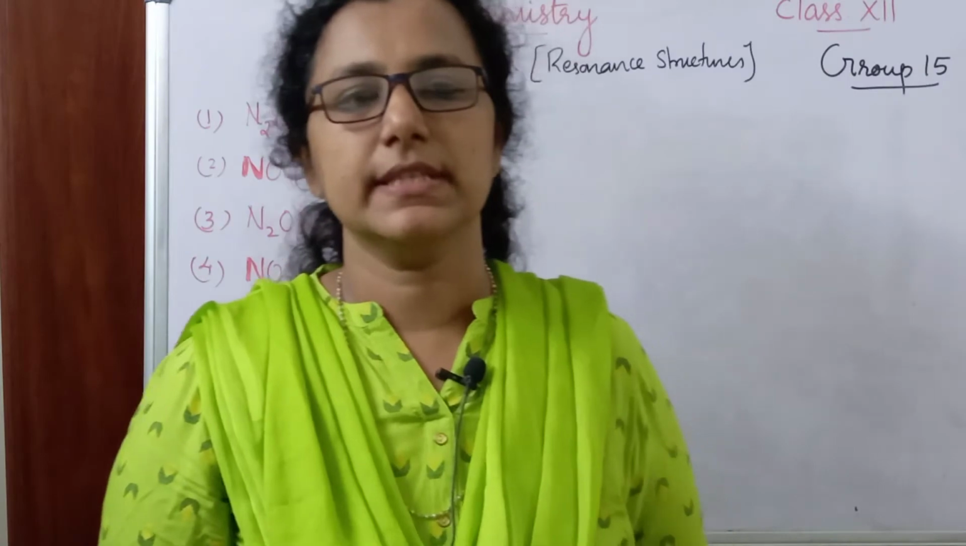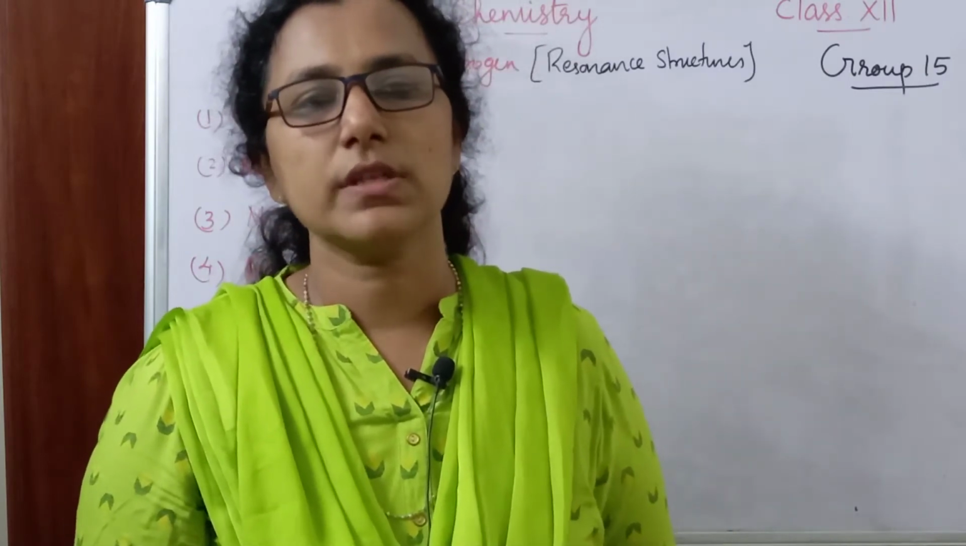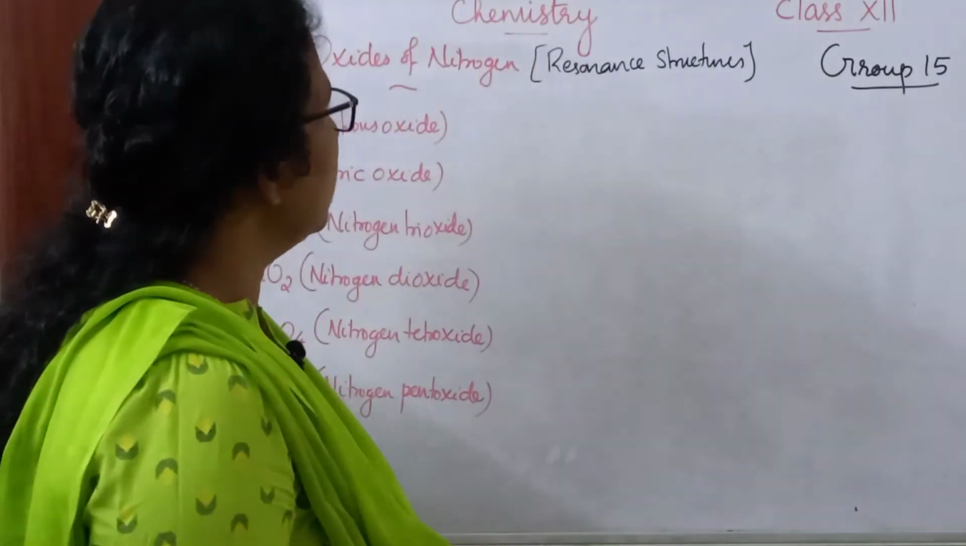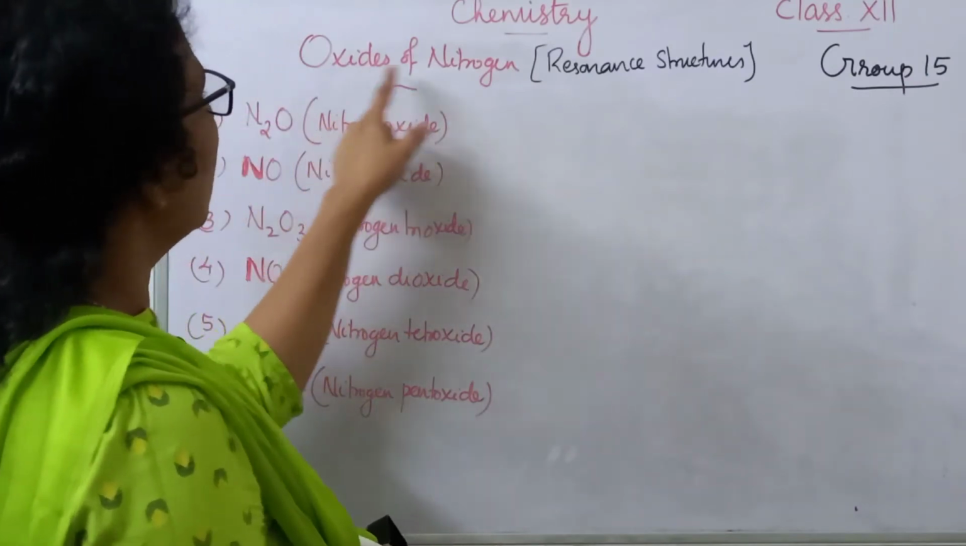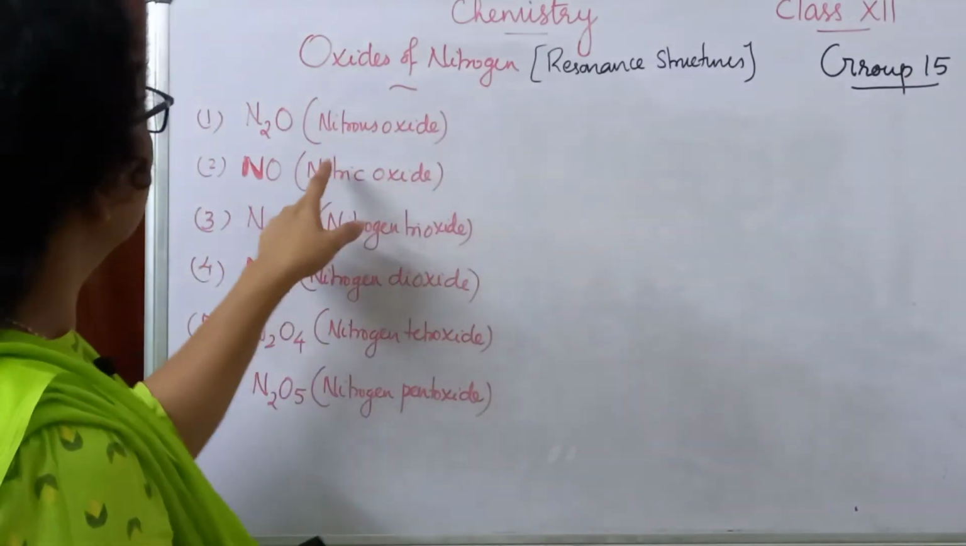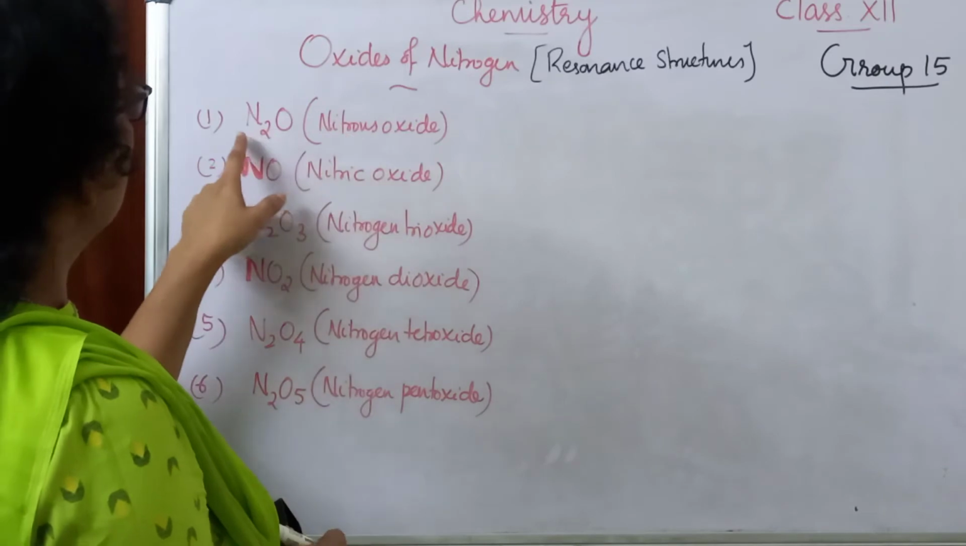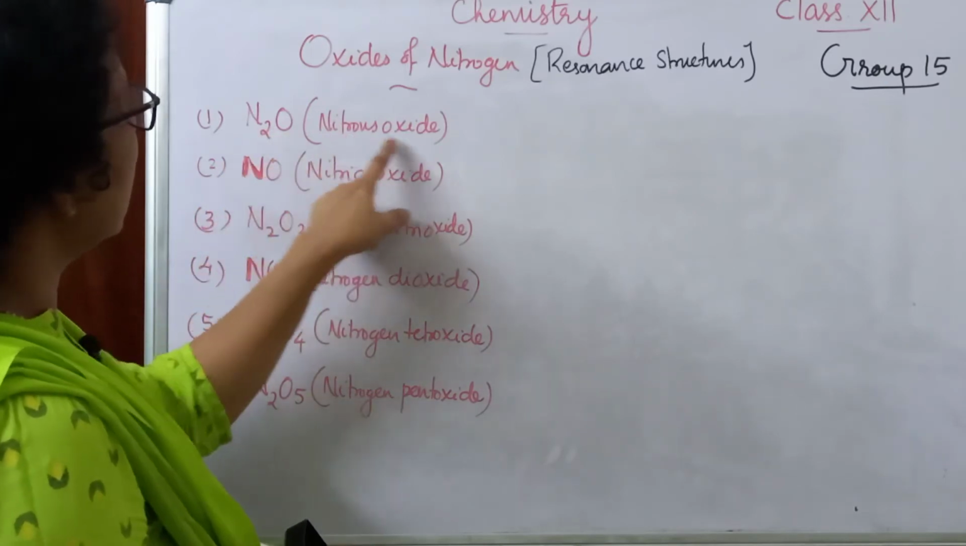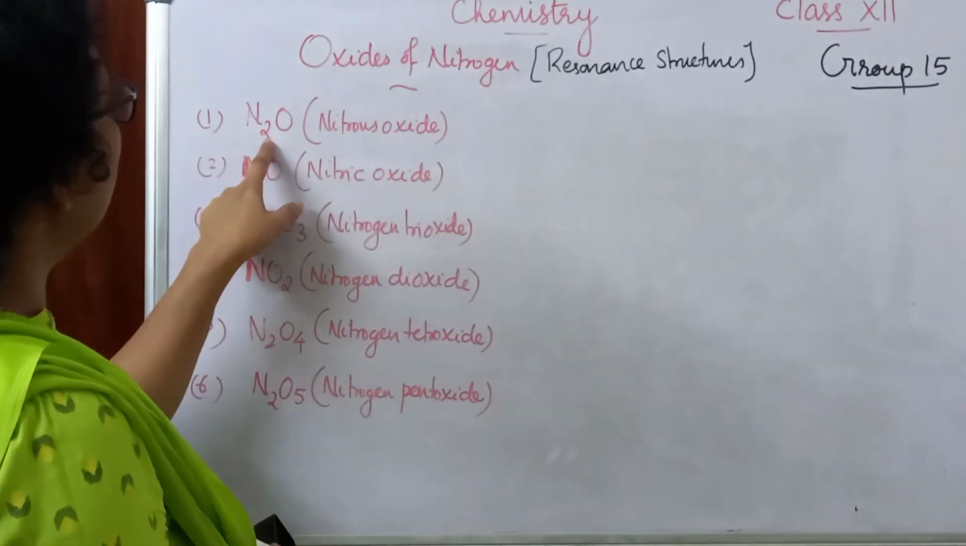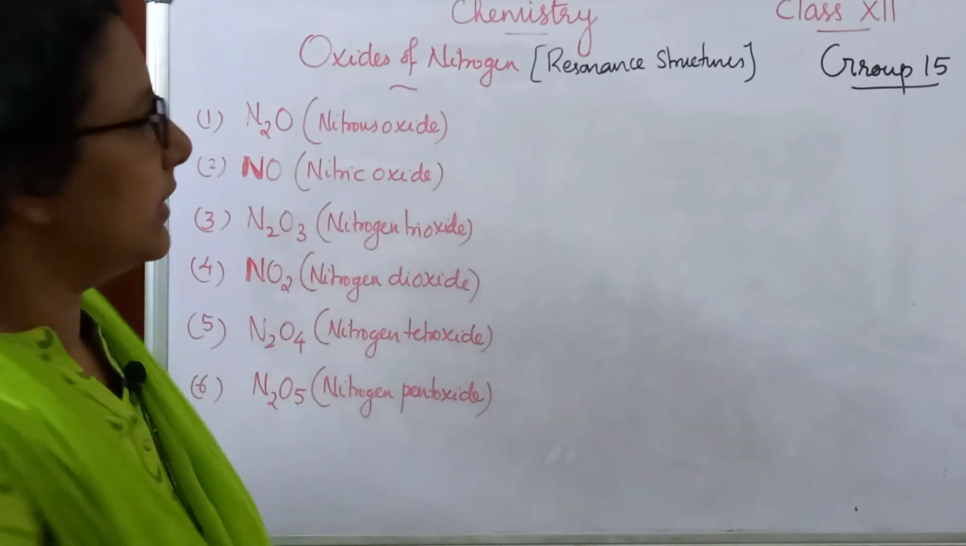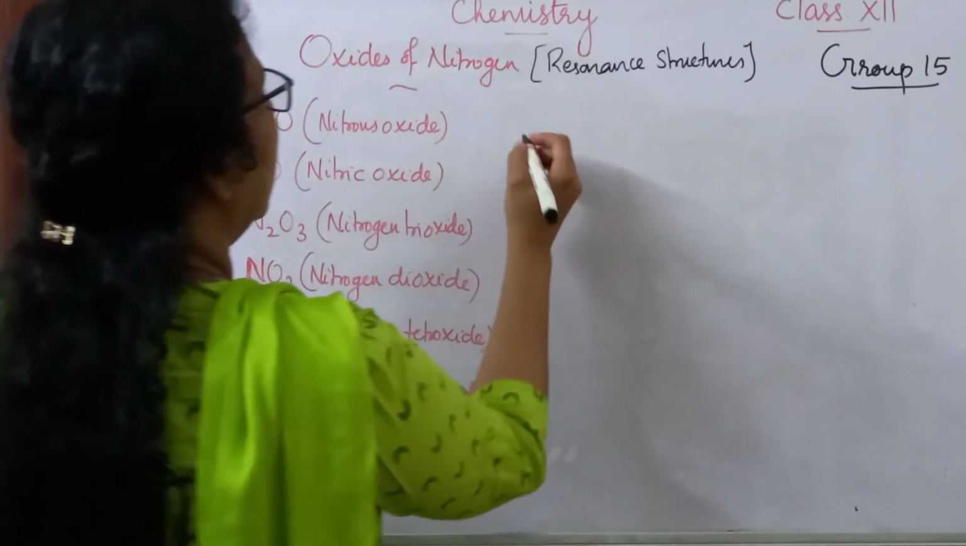Hello students, let us see the structures of oxides of nitrogen. So how to draw the resonance structures of oxides of nitrogen. There are different oxides of nitrogen. First one is N2O, that is nitrous oxide or dinitrogen oxide. So let us draw the structure of N2O.